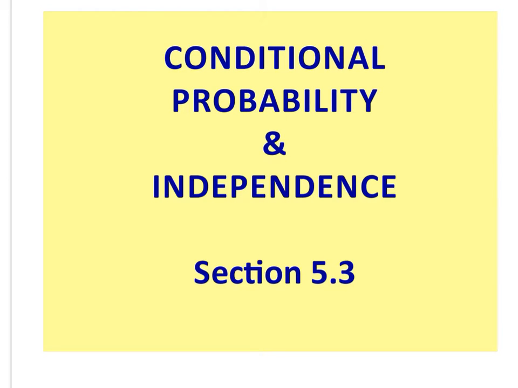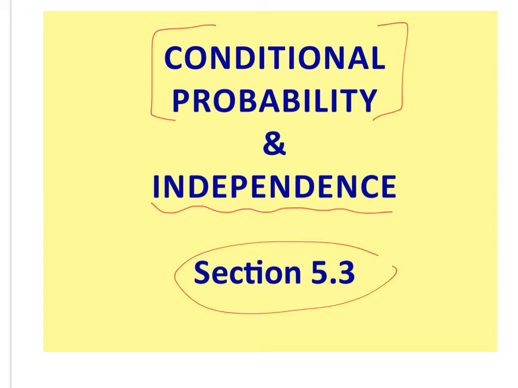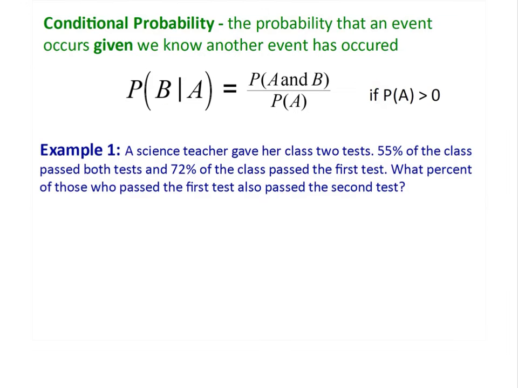Hello, so today we are talking about conditional probability and independence. We've talked about the word independence before: things being independent means they do not impact each other, or one result does not indicate or dictate what's going to happen during the second result. Today we're going to focus specifically on conditional probability, which is section 5.3 of your textbook.